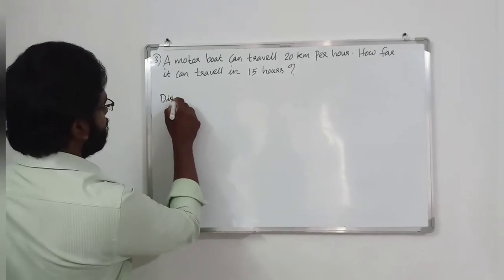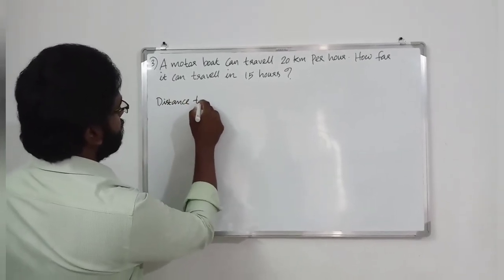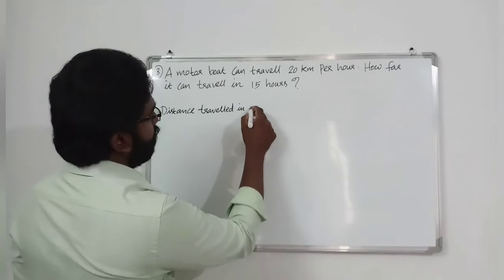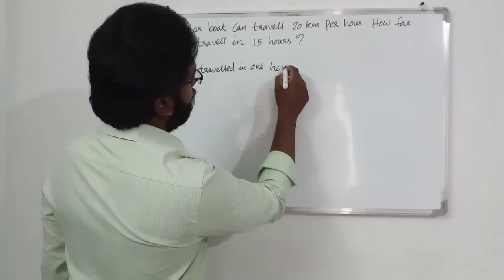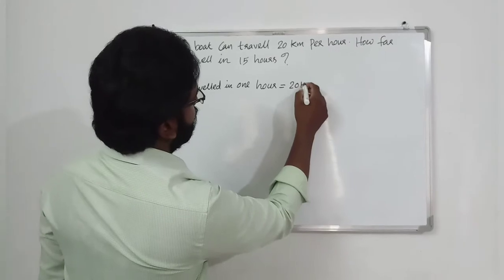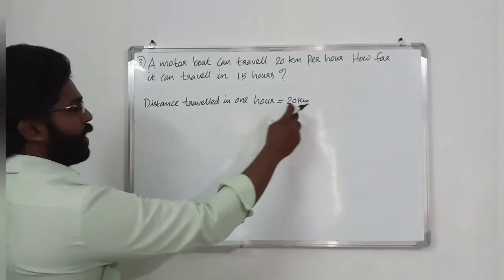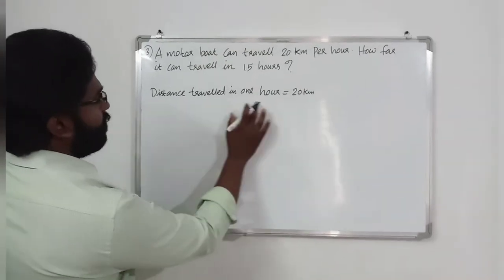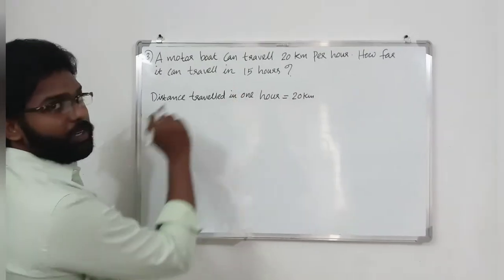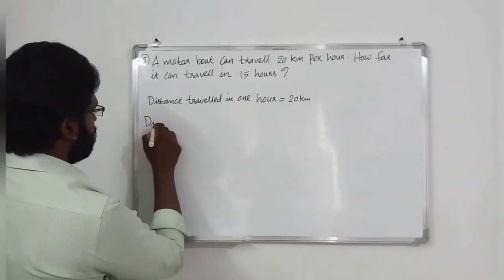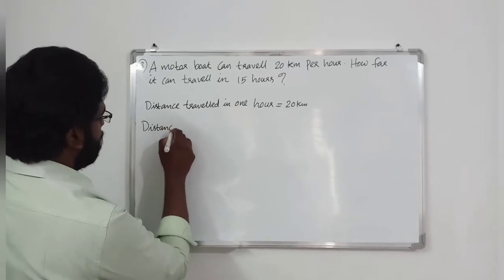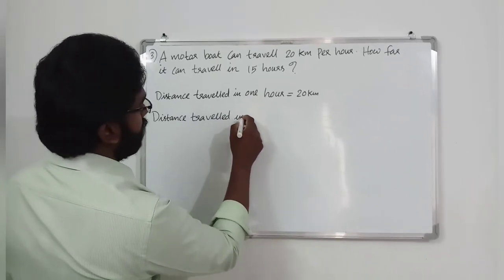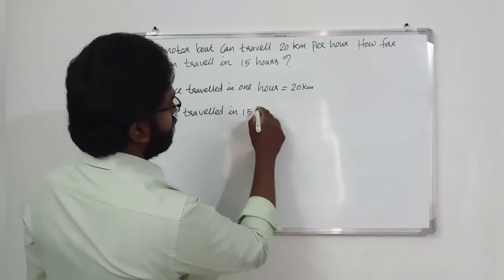Distance traveled in 1 hour, 20 kilometer. Km is the short form of kilometer. You already studied it in the previous years. And distance traveled in 1 hour. We want to find the distance traveled in 15 hours. So distance traveled in 15 hours.